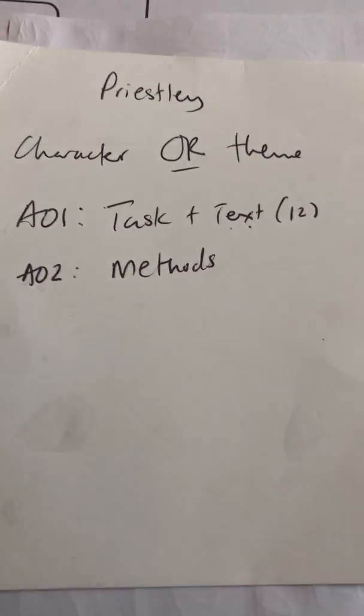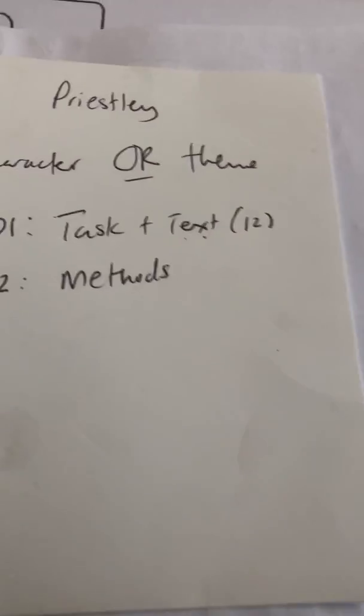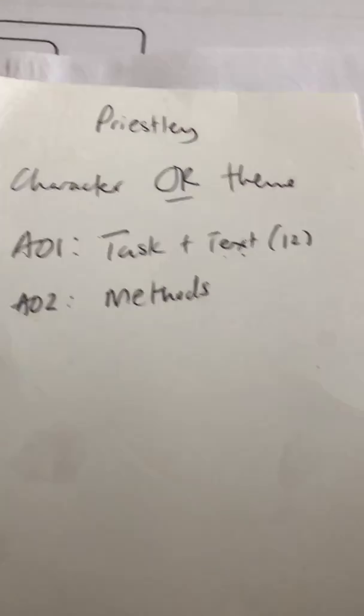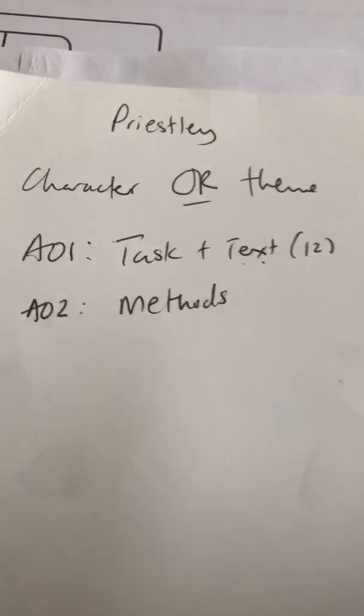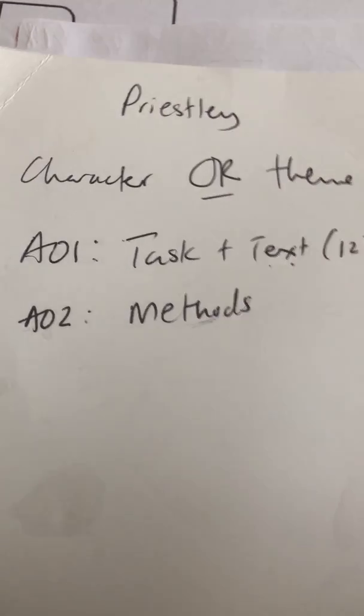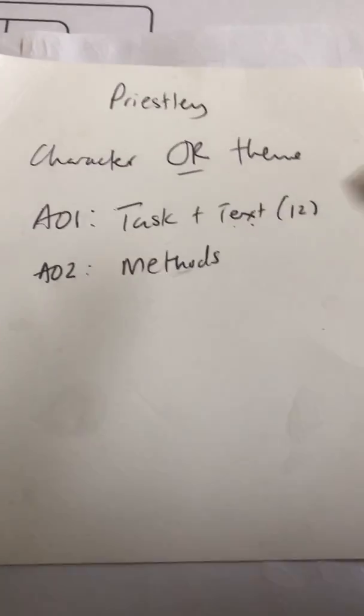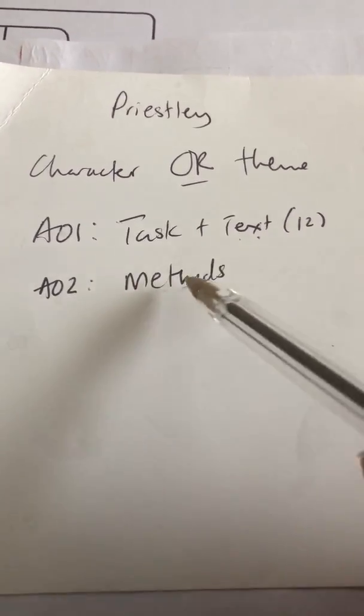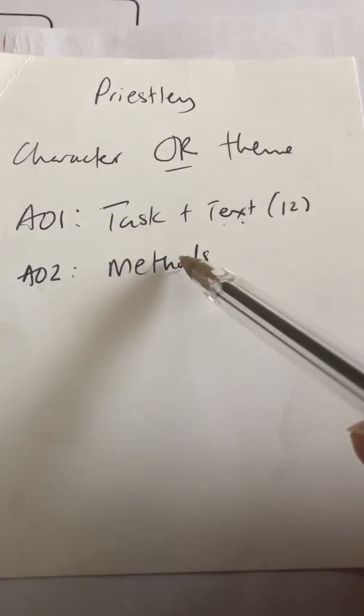Now, there are other methods. Symbolism, juxtaposition, metaphors, and so on. So AO2 is about the methods used by the writer. However, the way you address these methods should be linked to the question.